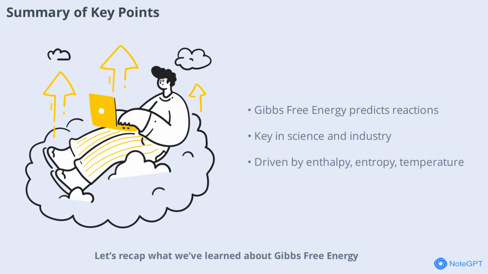Let's recap what we've learned about Gibbs Free Energy. It's a thermodynamic quantity that predicts whether reactions are spontaneous, helps design efficient processes, and has applications across science and industry. By understanding enthalpy, entropy, and temperature, we can make sense of the energy changes that drive the world around us.